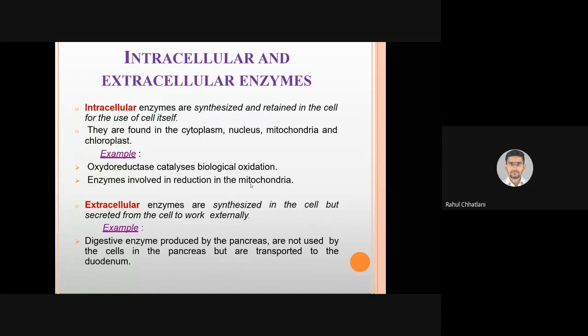That is the role of an intracellular enzyme, because the enzyme is formed in the same cell and used by the same cell. Extracellular enzymes are produced at one specific region, but their action will be somewhere else. These are enzymes synthesized in the cell, but secreted from the cell to work externally or somewhere else in the body. Digestive enzymes produced by the pancreas are not used by the cells in the pancreas, but are transported to the duodenum, where they do the process of digestion and absorption. Yes, formation of bile. So these are the examples of intracellular and extracellular.